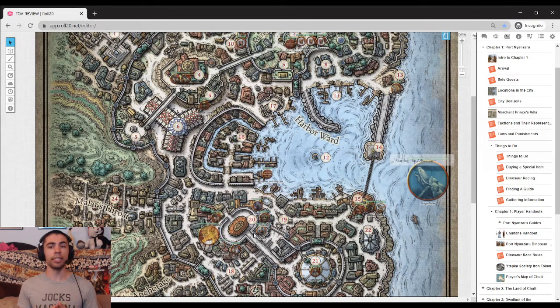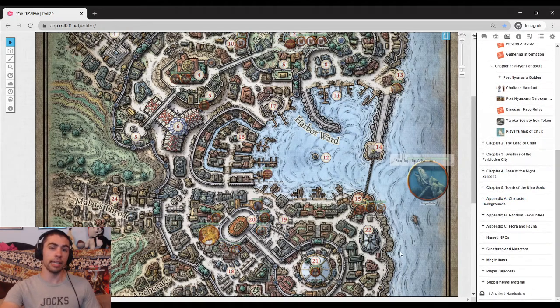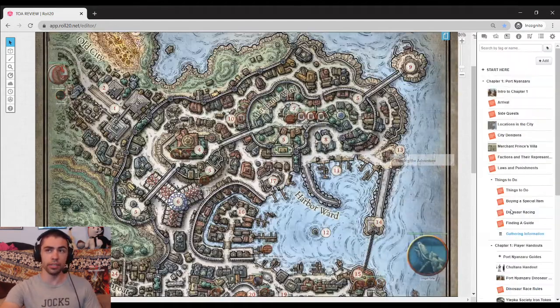This book is fantastic because it really lets you shine as a DM and really plan this adventure for your players. That being said, though, my personal take on Port Nyanzaru is that a lot of my groups love coming back to this place. They love seeing the progression of the world. They love spending their hard-earned loot. They love meeting new NPCs and old NPCs. And it's a really good idea to flesh out this world.